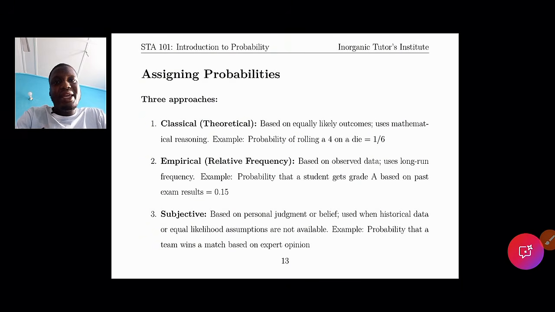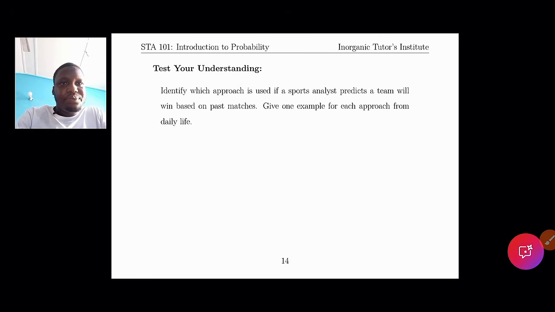The subjective will work if the person is very experienced in the area he or she is working in. That one doesn't need so much data. Remember, data are not always right. So a very experienced person can combine factors and give a very good judgment about the probability. So these are the three approaches we'll study of how we assign probabilities. Alright, so let's proceed.